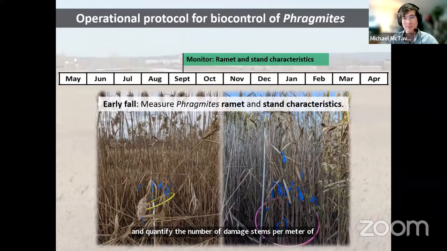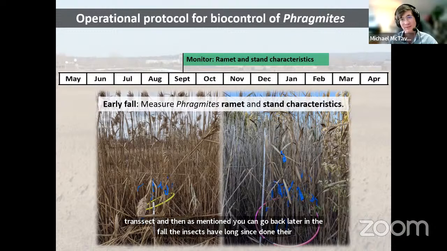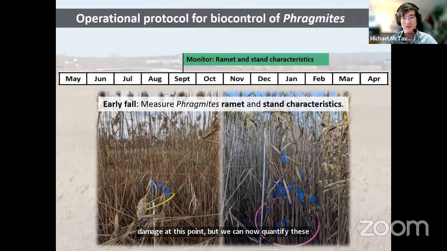And then, as mentioned, you can go back later in the fall. The insects have long since done their damage at this point, but we can now quantify these ramet and stand level responses in the fall when it's just easier to do that because there's less vegetation around.